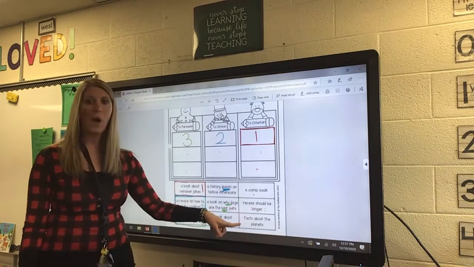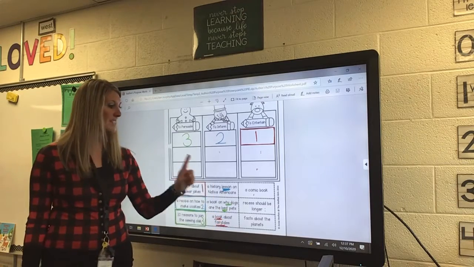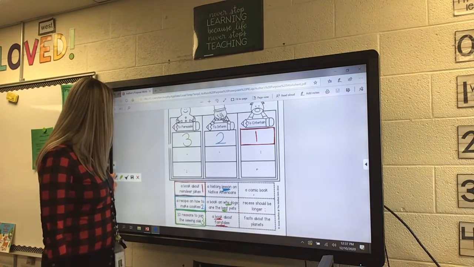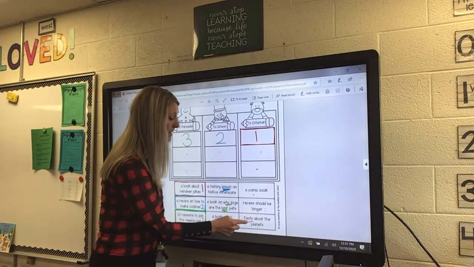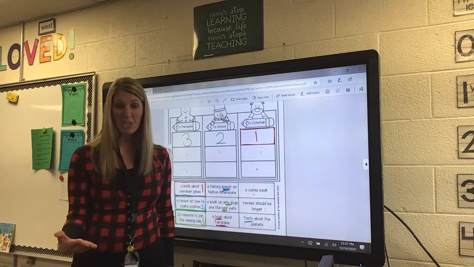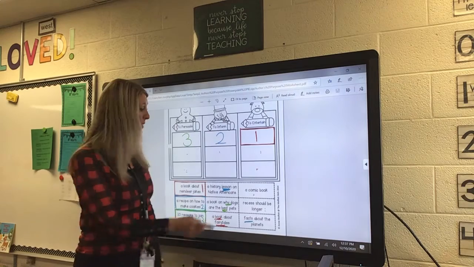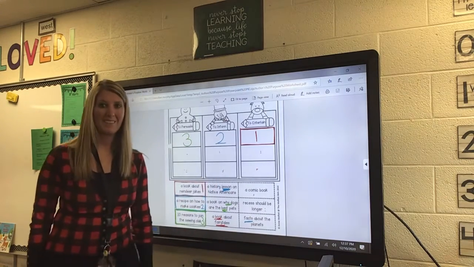And the last one, I see the keyword facts. Facts about planets. I know that if I'm going to have facts about planets, I'm finding information about them, things that are true. So if they're true, then I think it's going to go there.